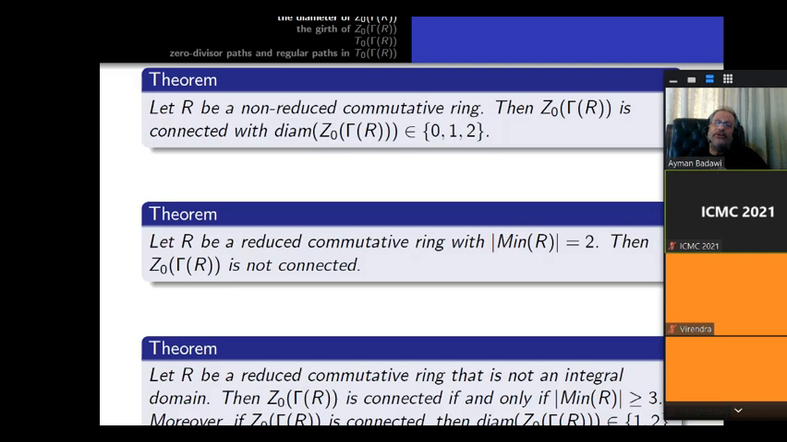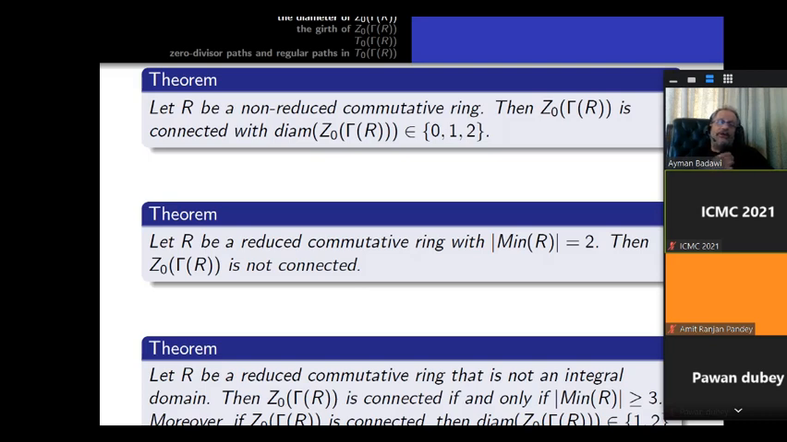Okay, let's look at this theorem, and this is maybe interesting because remember from the introduction, if I did not remove 0, and I take the set of zero divisors of the ring and use the same definition, two vertices are connected if and only if when I add them I get a zero divisor, then this graph is always connected. But when I remove 0, look at this result. If the ring is reduced and the minimum number of prime ideals is exactly 2, then Z index 0, this graph, is not connected. So if I remove 0 from the set of zero divisors, then the graph is not connected.